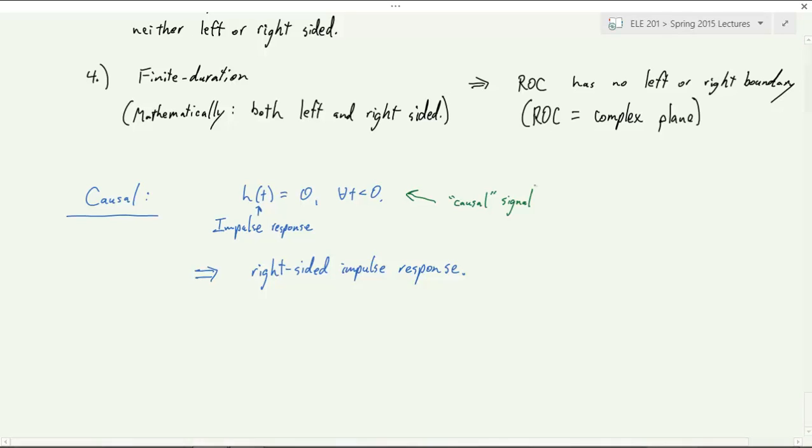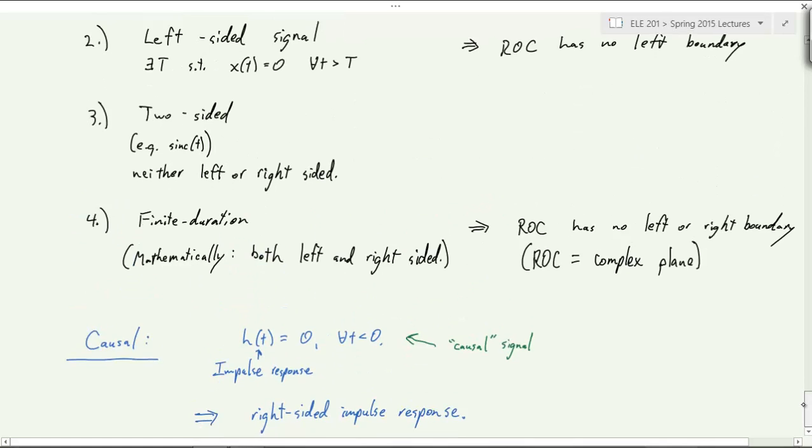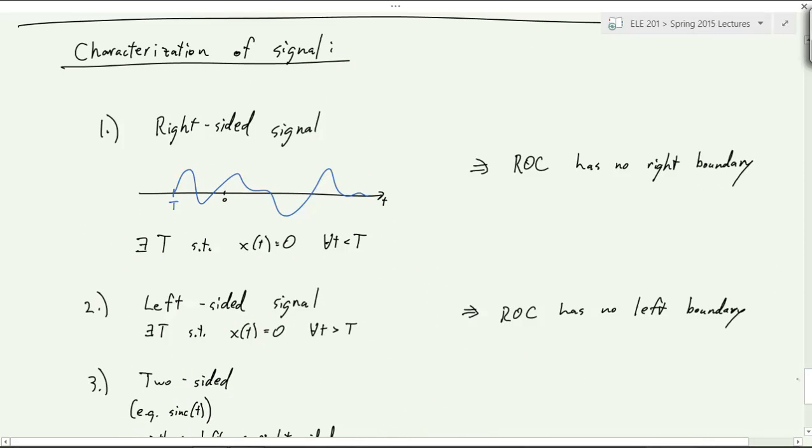Now, causal is more than right-sided, right? Because for right-sided, there just has to exist a value of t such that for every t less than that, you have 0. Here, causal means that there's a specific value of capital T for which it has to hold. So a causal signal is a stricter statement than right-sided. But anyway, what's important is if your system's causal, the impulse response is right-sided. Therefore, if we look at the Laplace transform of an impulse response, we're going to see that for causal systems, it has no right boundary.